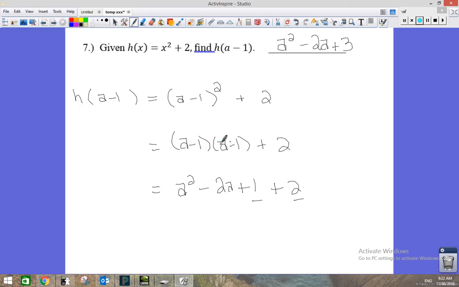For multiplying binomials, some people may choose to do it in the form of a table to simply be more organized, and that's fine. You'll get the same answer because along this diagonal, negative a and another negative a is negative 2a.